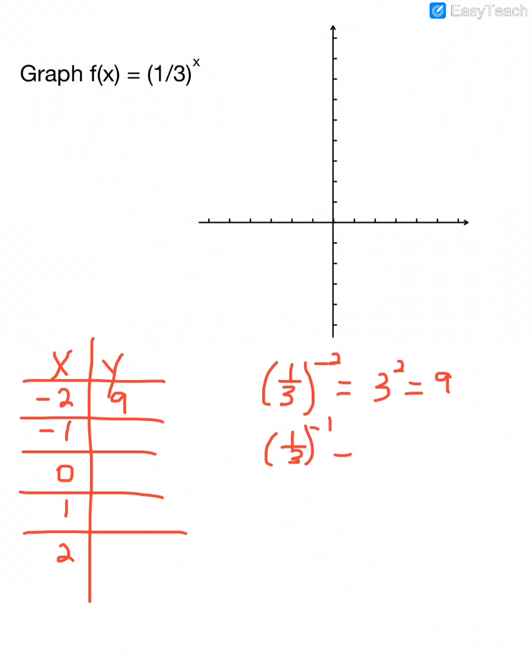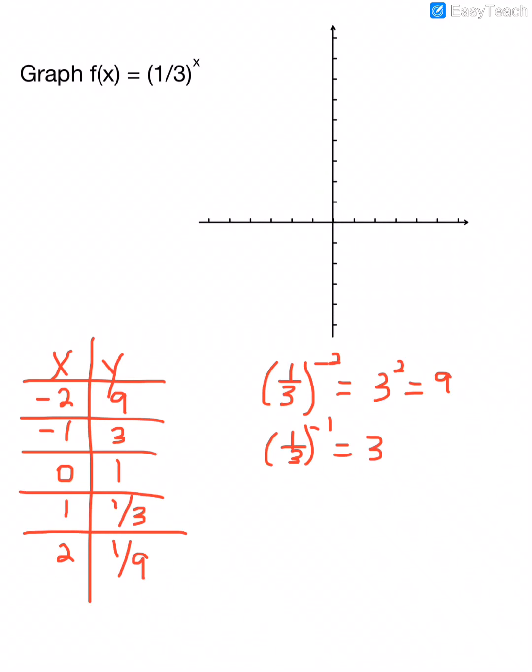1/3 to the negative 1 power. If I flip it, I just get 3 to the 1 power, which is 3. We just said anything to the 0 power is 1. 1/3 to the 1 power would be 1/3. And 1/3 squared would be 1/9.